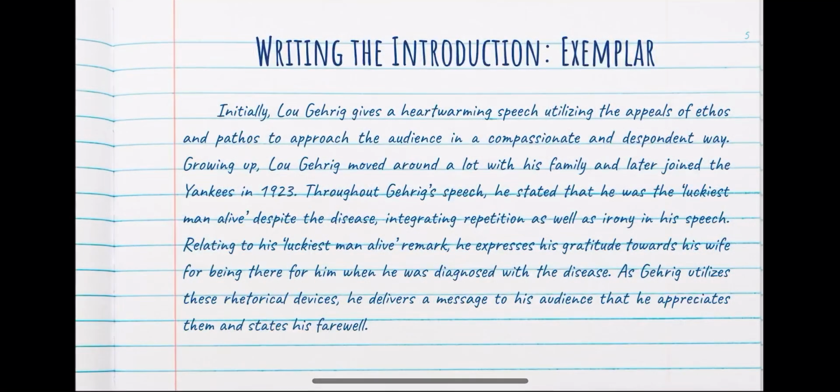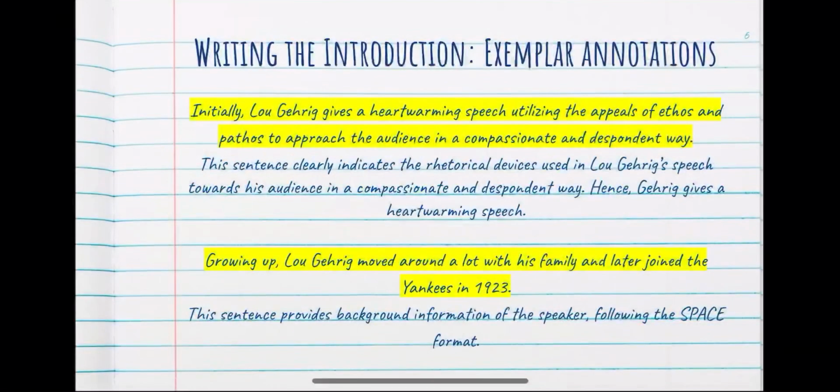So here's my own introduction paragraph. Just pause it if you need to read all of it. For the first sentence, it shows the rhetorical devices that were used in his speech, and it relates to his own tone during his speech, which creates that heartwarming sensation towards the audience. The next sentence provides the background information of the speaker, and that follows the SPACE format, and that's the speaker portion.